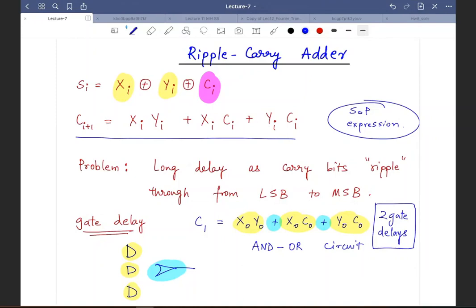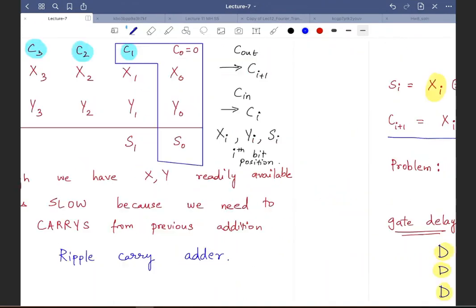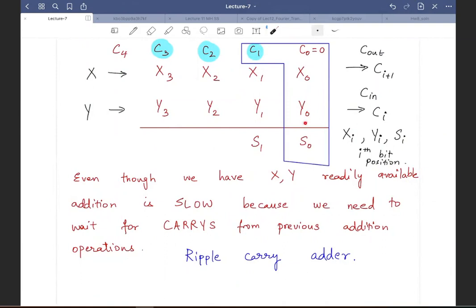All right, so my next question is, if there were two gate delays involved to compute C1, how many gate delays will be involved to compute C4? In order to add 4-bit numbers, I need to go all the way to C4. How many gate delays will be involved to compute C4?